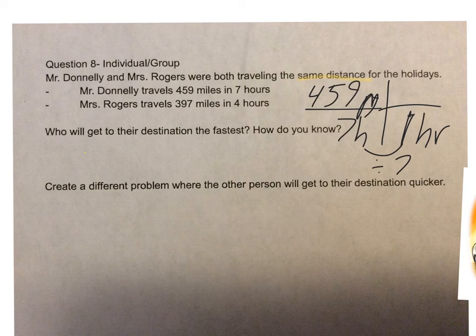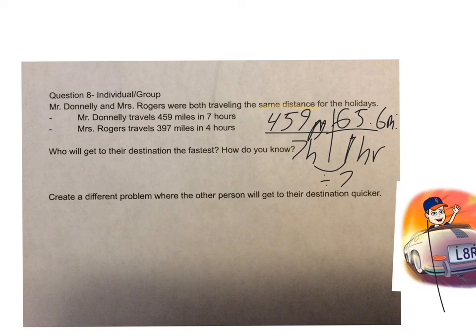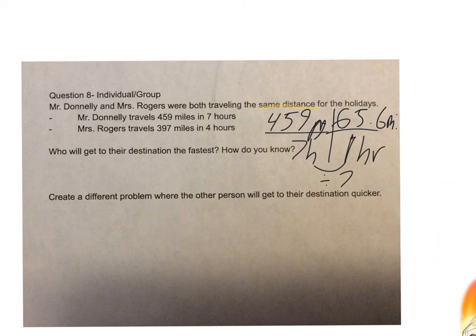So 459 divided by 7 gives me a long decimal, like 65.57, and then it goes on for a while. So let's try it again. 459 divided by 7. Yeah, so I'm going to round that to 65.6 miles. Let's move this out of the way. M-I-L-E-S. So that's Mr. Donnelly's unit rate.